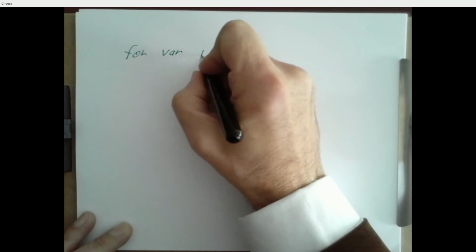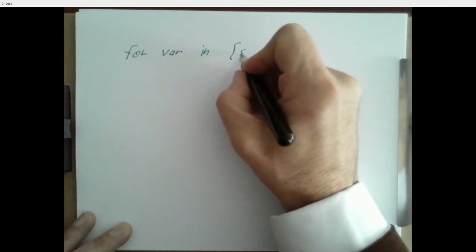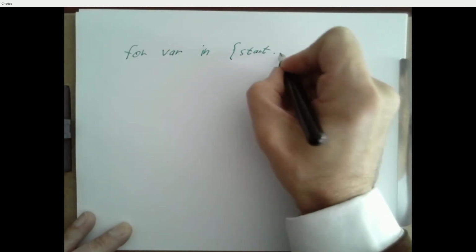So we can do for loops in Bash. And the general format is for a variable in, and then curly bracket, start dot dot end.